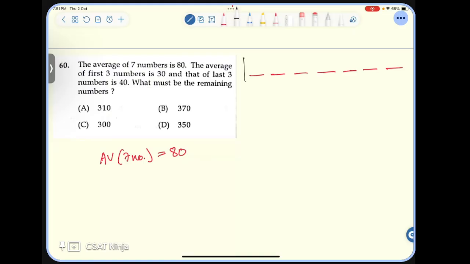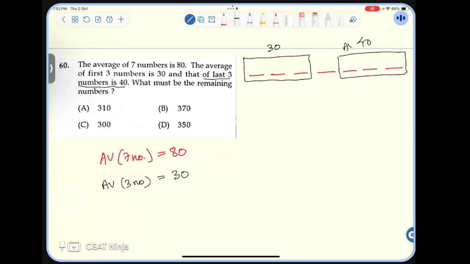Now, one thing is given. The average of the first three numbers is given as 30. I can write it like this, the average of the first three numbers is 30. And that of the last three numbers, which simply means the average of the last three numbers, is 40.